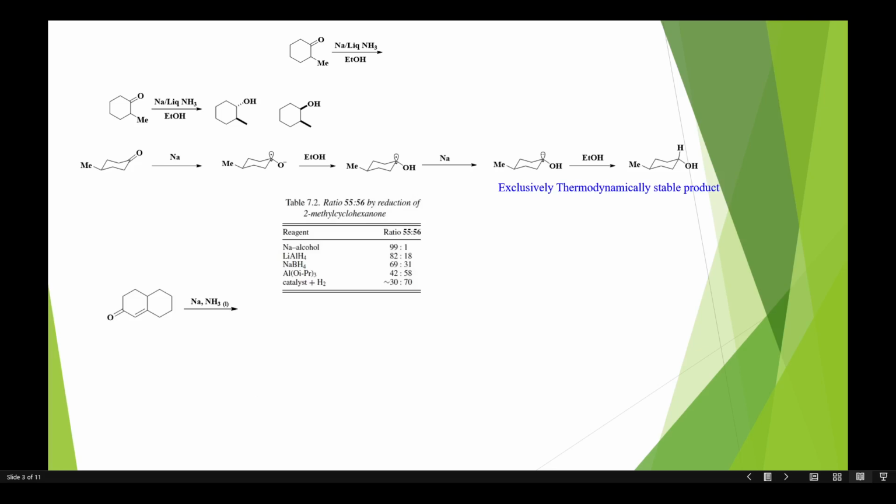In the next question, we have a decalin system with an alpha beta unsaturated ketone. What will happen when we use sodium in liquid ammonia, and what product do we expect? The trans will be major. Why trans and not cis? Suppose we use hydrogen with palladium on charcoal instead of sodium and liquid ammonia, would you get trans or cis as the major product?